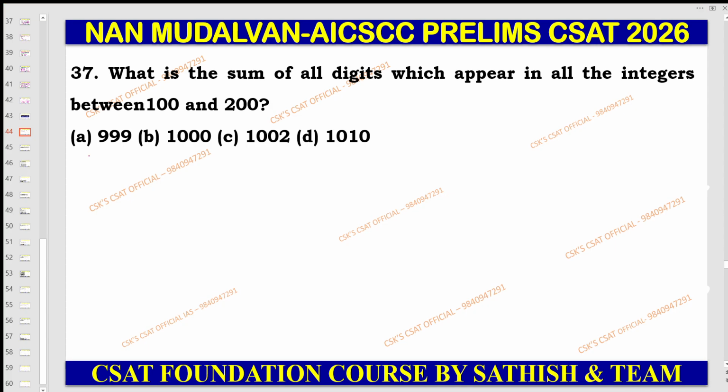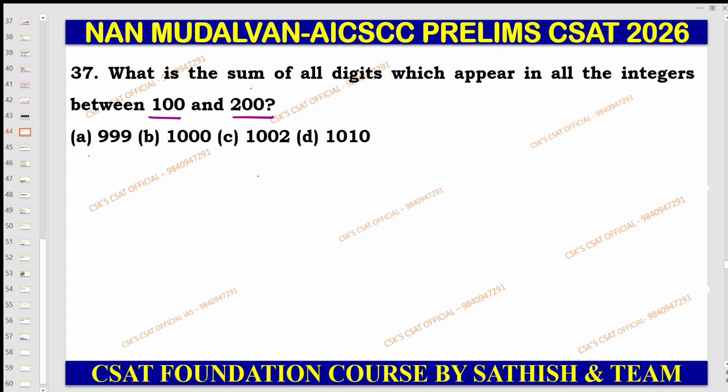36th question. This model was there in the previous year, so that is why this question is there in the test. What is the sum of all digits which appear in all the integers between 100 and 200?